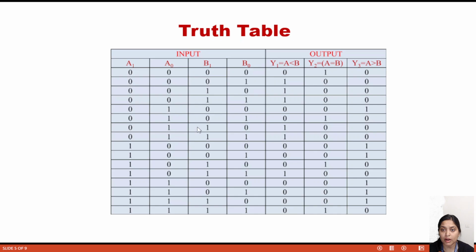So 0 1 1 0. So the first bit, that means the MSB, is 0 and 1. So it is actually A less than B. So here it is 1. A less than B is 1.